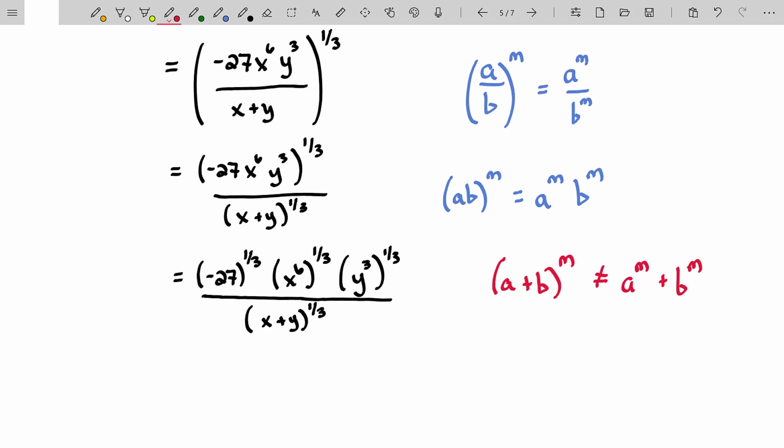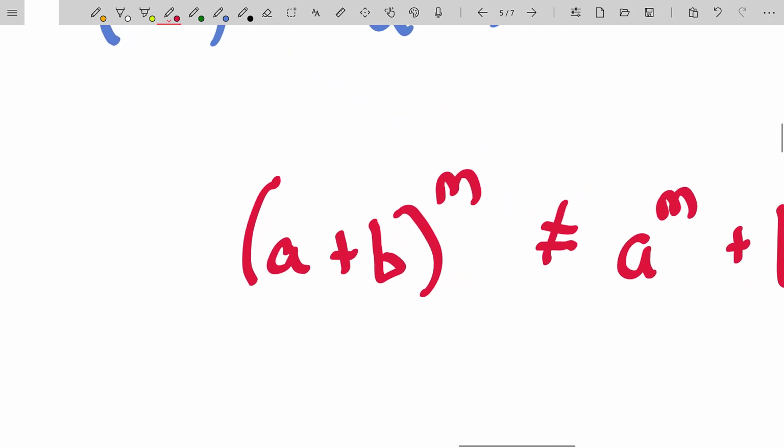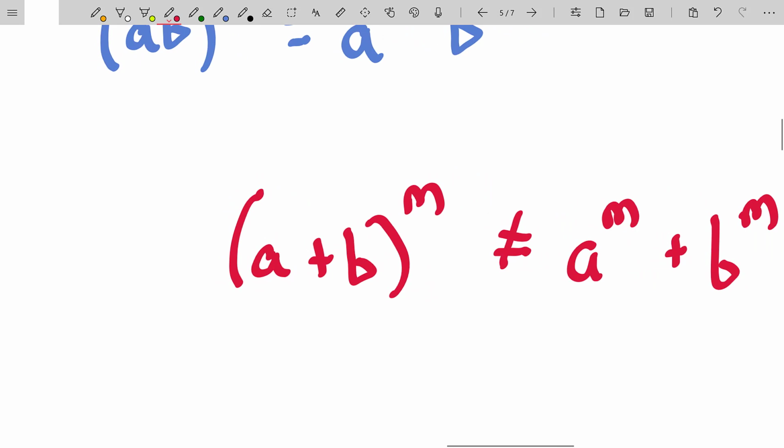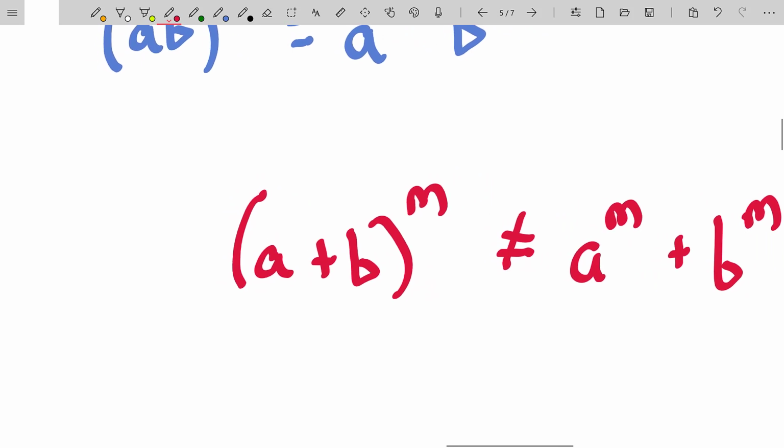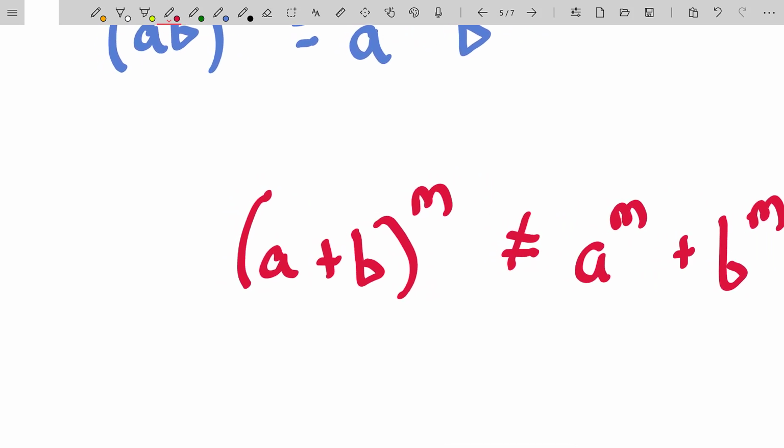Addition and subtraction are the first operations you learn in mathematics, but they're the worst operations you learn in mathematics because a lot of the things that you think should be true with them are not. We would love it if (a plus b) to the nth power was actually equal to a to the nth plus b to the nth, but that's not going to be the case. They are not the same.